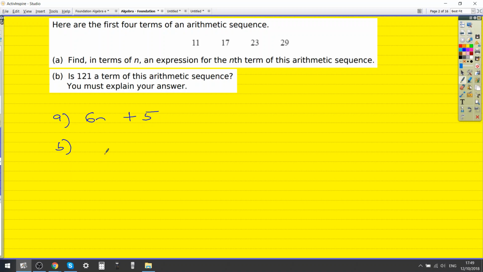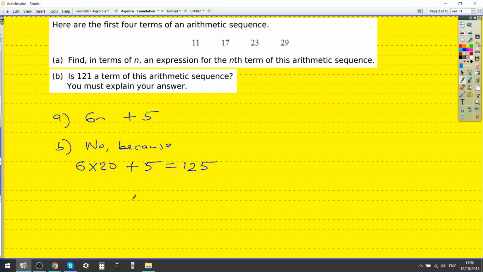So, no, 121 isn't in the sequence. Why not? Because 6 times 12. No, wait. 6 times 20, sorry, is 120, yeah? Okay. And then you've got to add 5 onto that. So it wouldn't be in there. So instead it would be 125.